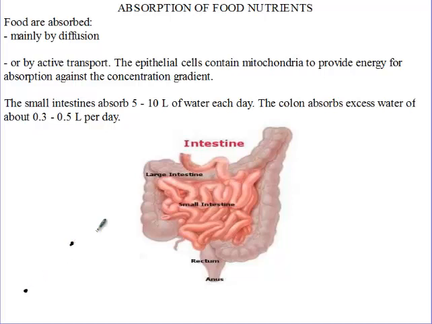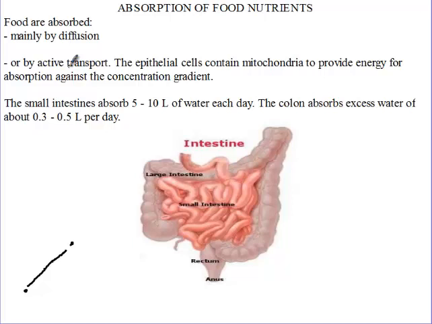It's just like climbing a hill with a bicycle. If you are climbing the hill, you are going to feel much tired. You're going to use much energy. Therefore, in the second type of transport, where particles move against the concentration gradient, energy is required. Epithelial cells contain mitochondria, and they provide energy for absorption against the concentration gradient.